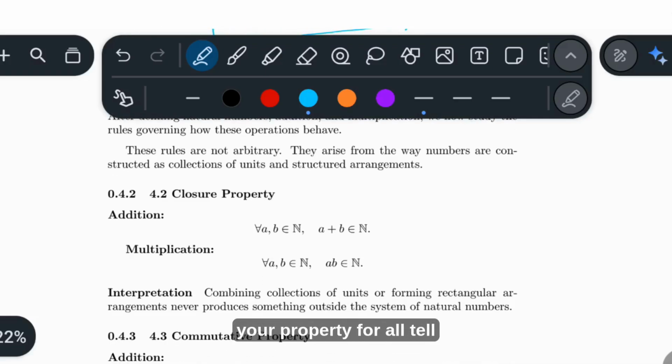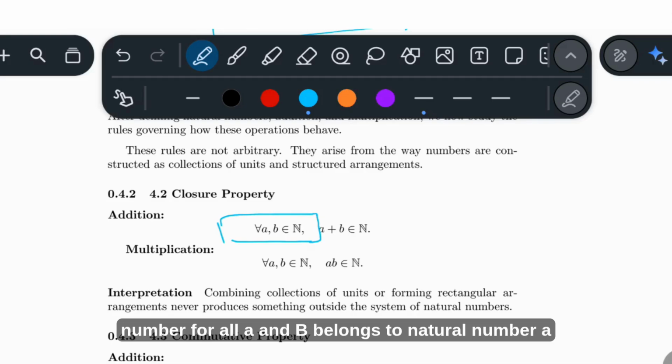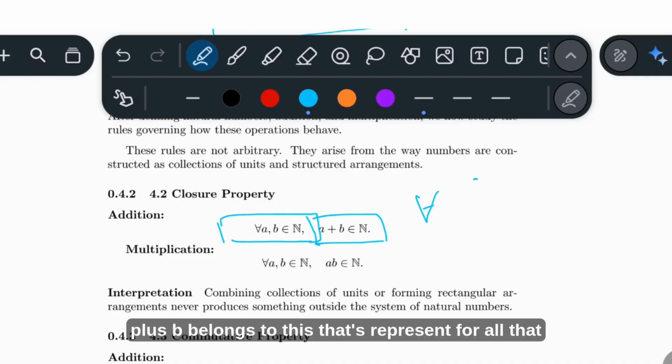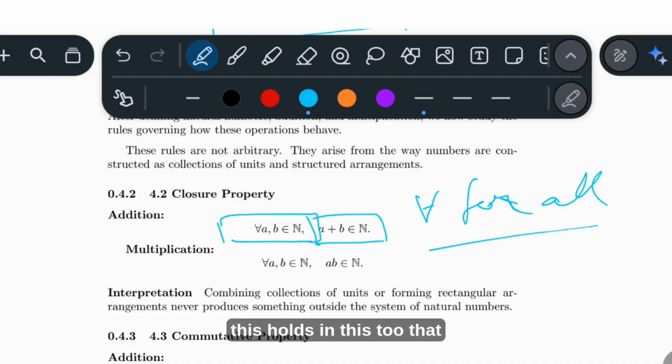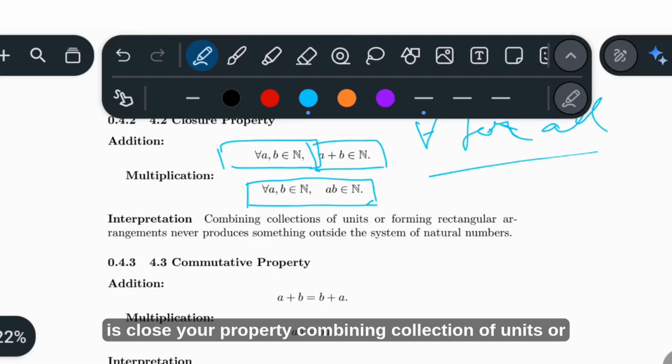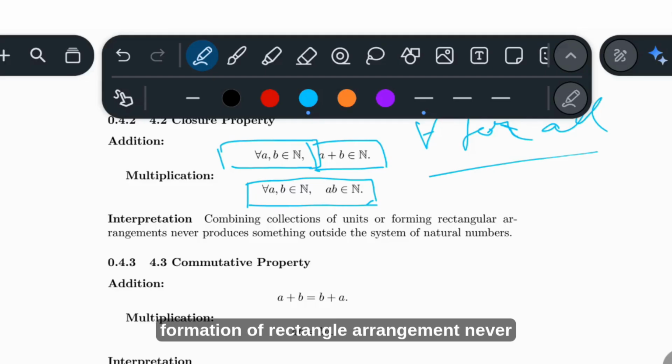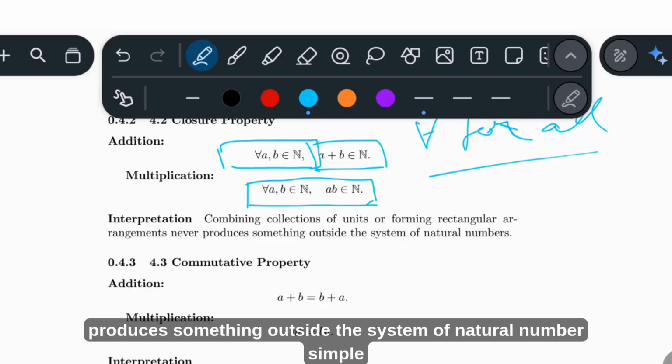Closure property: for all a and b belonging to the natural numbers, a plus b belongs to the natural numbers. That represents for all. So this holds for multiplication too. That is the closure property. Combining collections of units or forming rectangular arrangements never produces something outside the system of natural numbers.